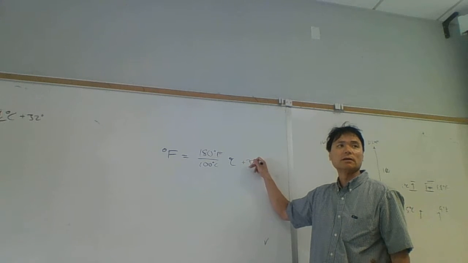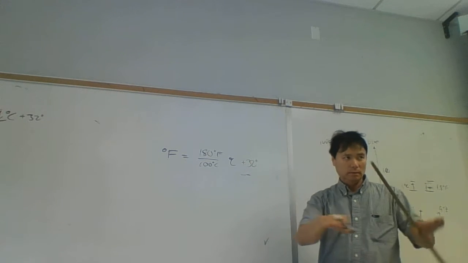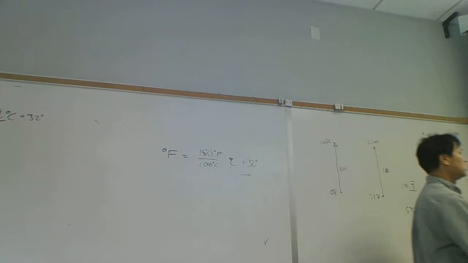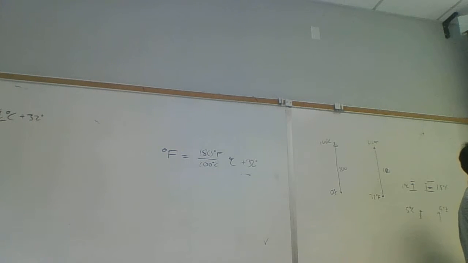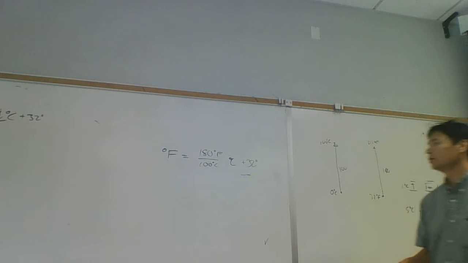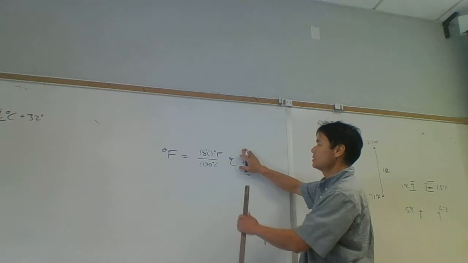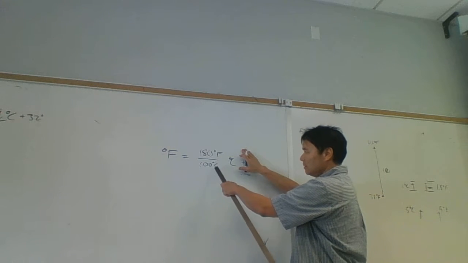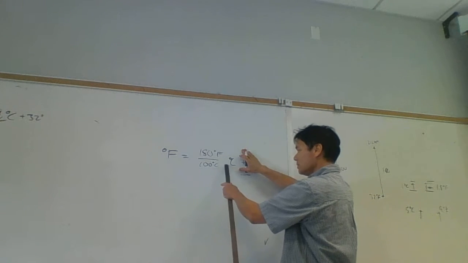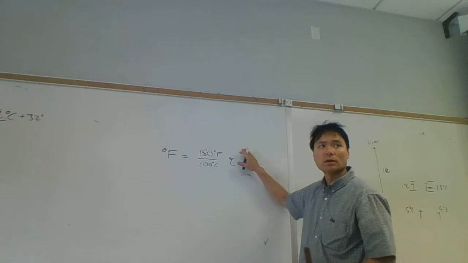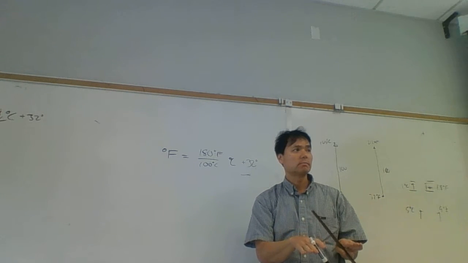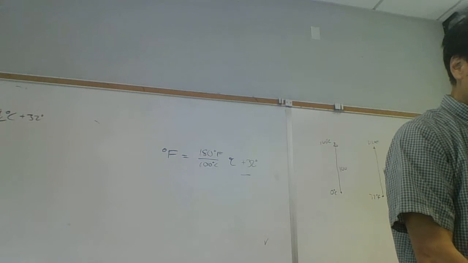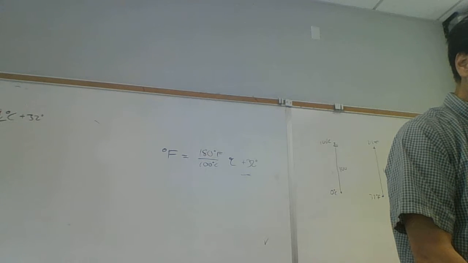We have to add this factor here, the 32 degrees, to compensate for the mismatch in how the scale started. In other words, if this were true, the zeros would have to match, such that at 0 degrees C, it'd be 0 times 180, which is 0, divided by 100, which is 0. And so 0 degrees C would be 0 degrees Fahrenheit. Then it would work, if the zeros match. Now, in this case, we have to use algebra. We can't use dimensional analysis.